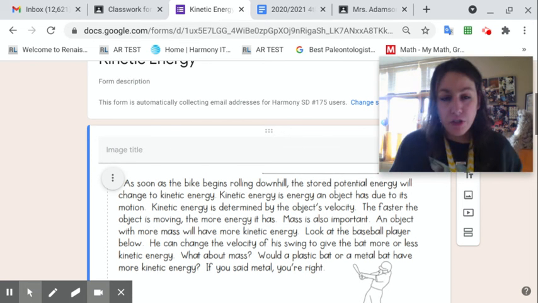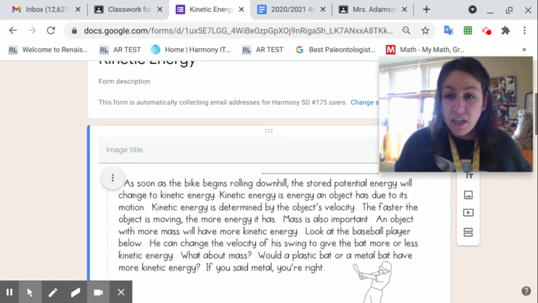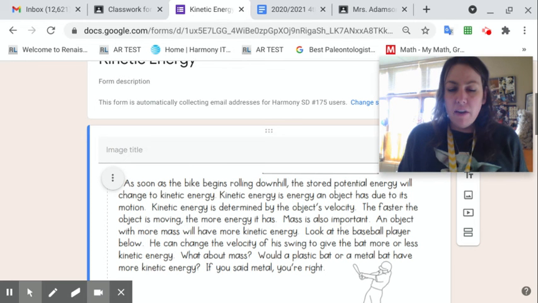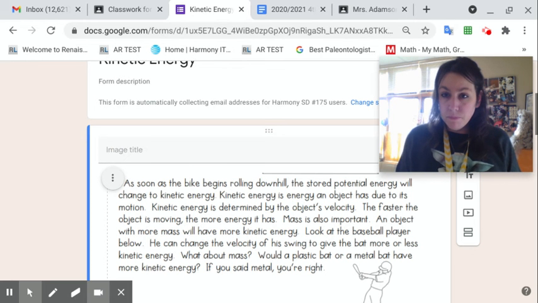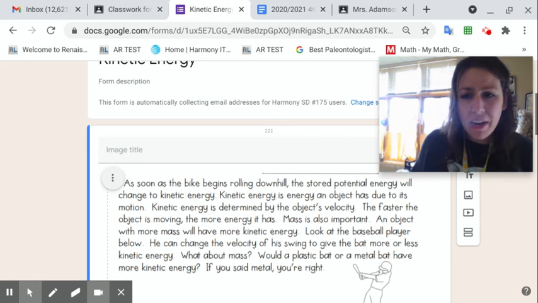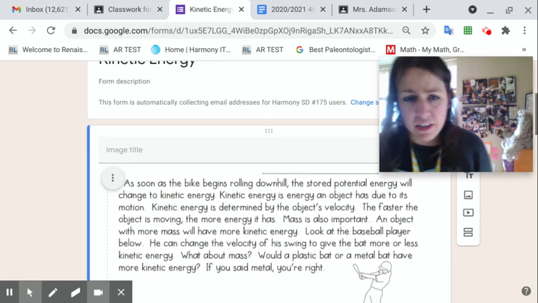So let's do an action with this. So potential energy, we stand, it is stored. Say it with me. Potential energy, stored energy. Kinetic energy, energy in motion. So move around. Repeat after me. Potential energy, stored. Kinetic energy, energy in motion. All right, let's dig a little bit deeper into this, okay?